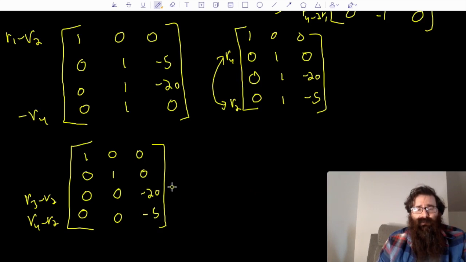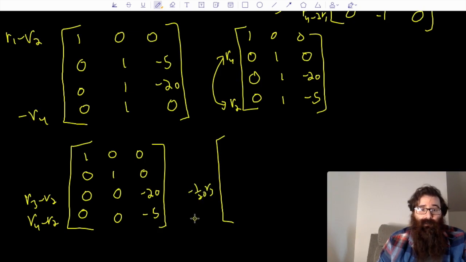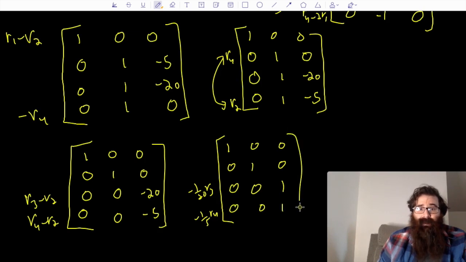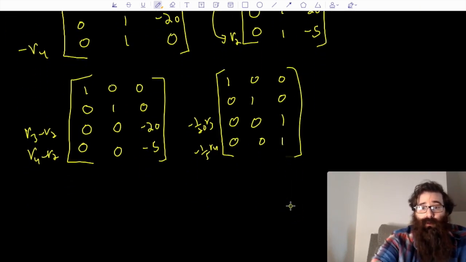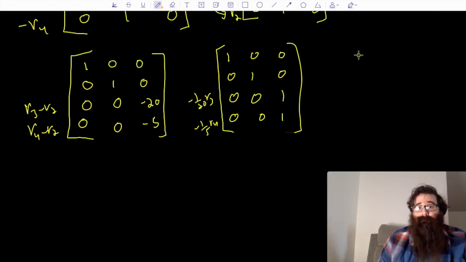Now I want you to notice that from here I can actually scale rows 3 and 4. So we'll do negative 1 over 20 times row 3, negative 1/5 times row 4. I can rewrite rows 1 and 2. And then those rows become 0, 0, 1, both of them. And I can actually then eliminate row 4 with a very quick row reduction. So I would say, yeah, let's replace row 4 with row 4 minus row 3.